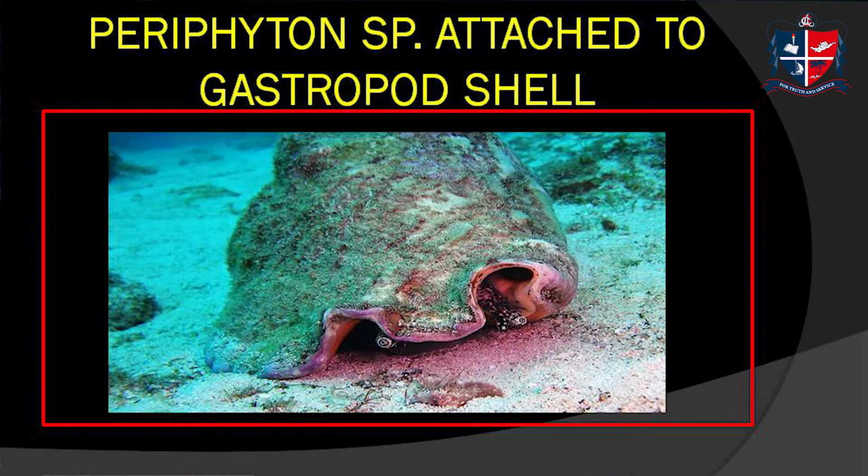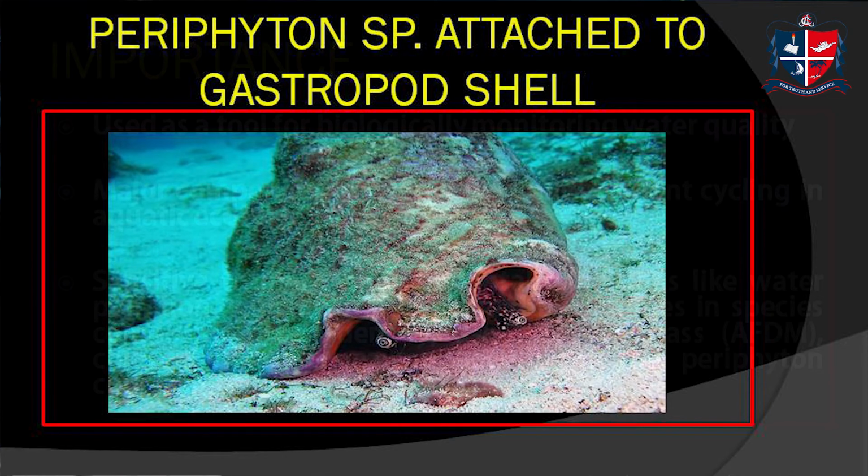Now you can see a diagram of a mollusk, and you can see the molluscan shell. Around the shell you can see a greenish coloration, and this green coloration is actually called the periphyton. So periphyton is covering the molluscan body, that is the shell. That is why the greenish coloration appears on this molluscan shell.